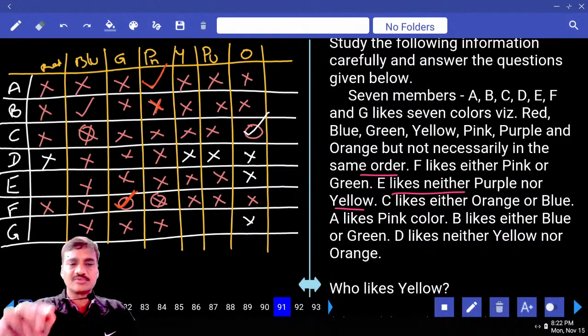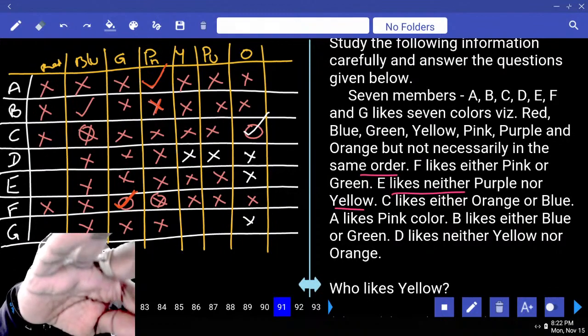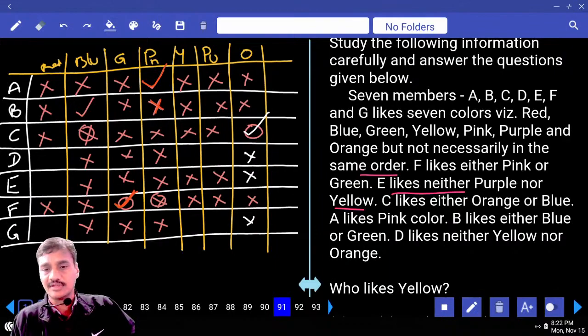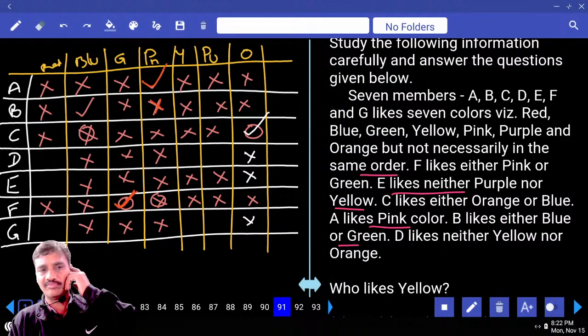And D, why are we crossing D here? There is no necessity for this D. Isn't it? And next one. And this is cross. And A likes pink, B likes either blue or green, B likes either blue or green. And next one.